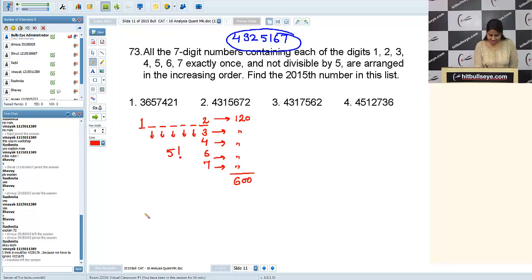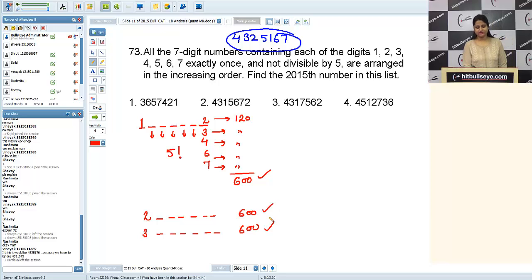Similarly, we'll leave all those numbers which are starting with 2. With similar logic, there will be 600. Then again with 3, again 600. As you can see, we have got 600 thrice. That means 1800 numbers are gone. Now, it is for sure that my number will start with 4. That's why the first option cannot be the answer. Is it okay guys? Are you getting me?